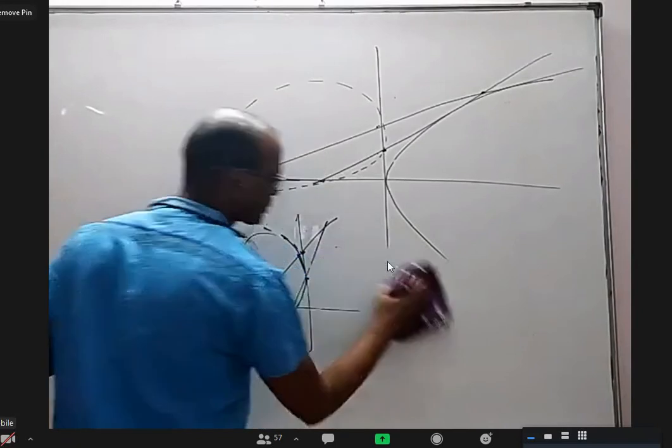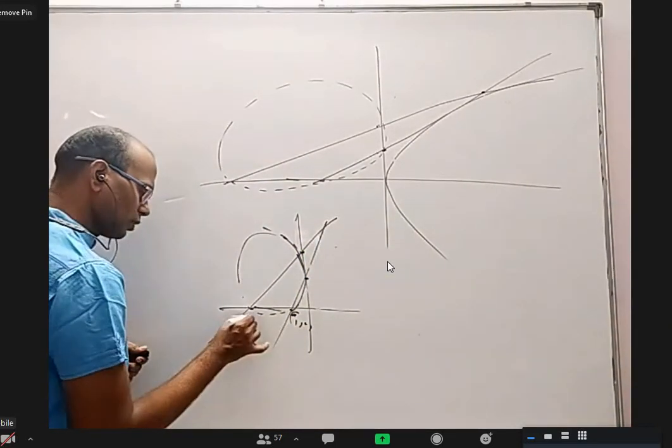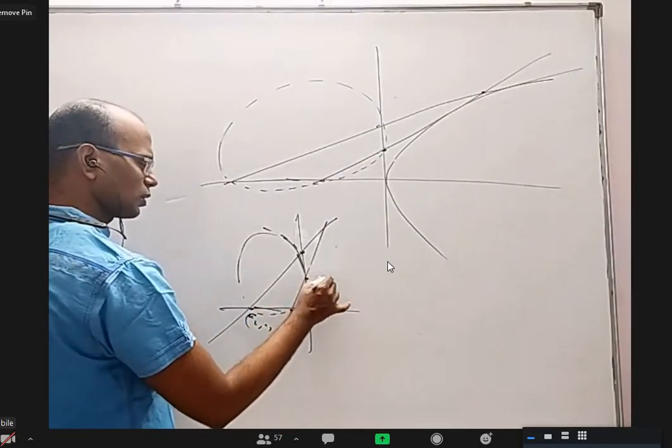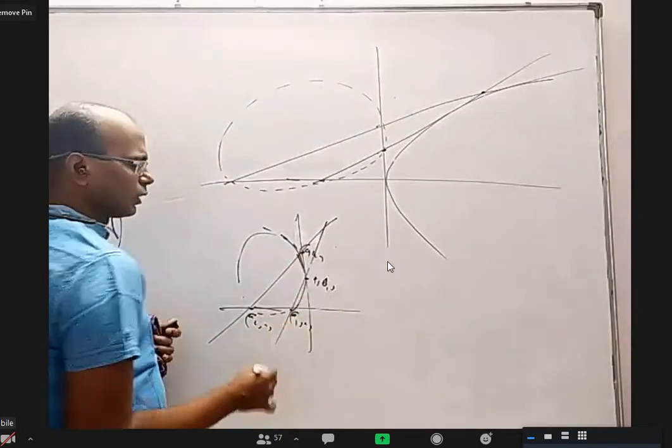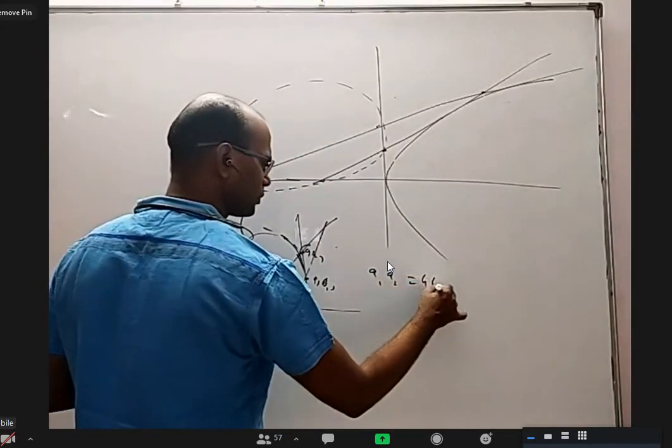Another method is I want to use the power theorem. I want to take this point as a1 comma 0, this point as a2 comma 0, this point as 0 comma b1, this point as 0 comma b2. OA into OB equal to OC into OD. I'll get a1 a2 equal to b1 b2.